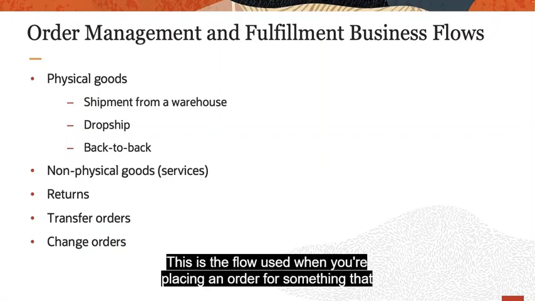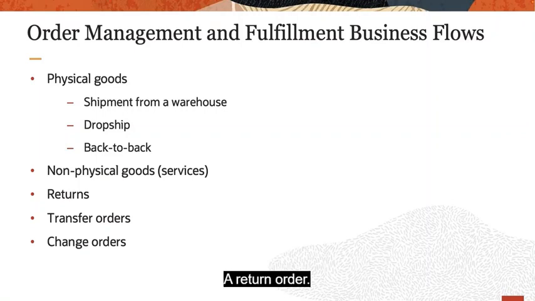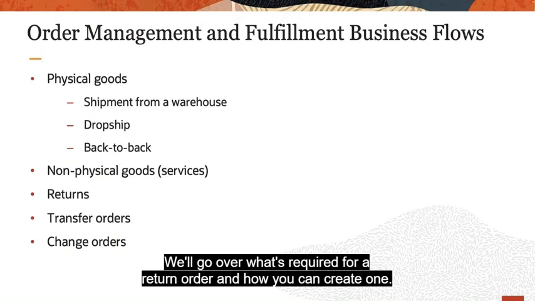Orders for non-physical goods. This is the flow used when you're placing an order for something that doesn't need to be shipped. For example, a cloud subscription or a warranty. A return order. We'll go over what's required for a return order and how you can create one.